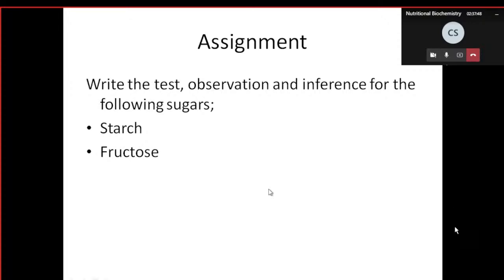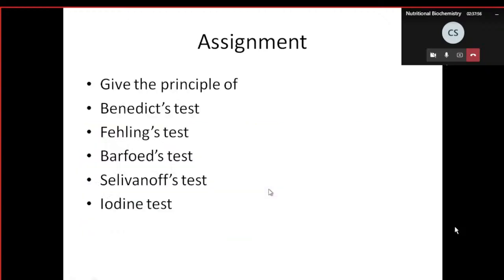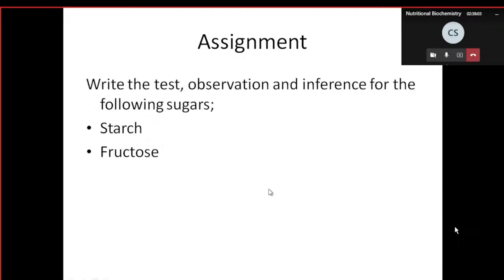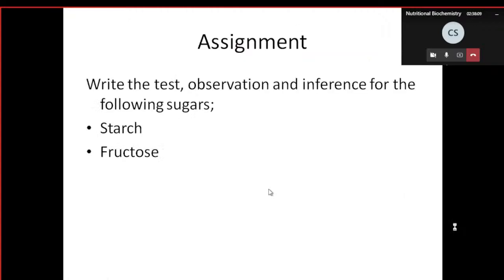So if you want, you can take a screenshot of all the assignments once again. I'll just display this. I hope you have done it. This is the next assignment, just the principle for each. Then this is the assignment. I've explained how to do it. So please draw the tabular column like this and do it for these two sugars.